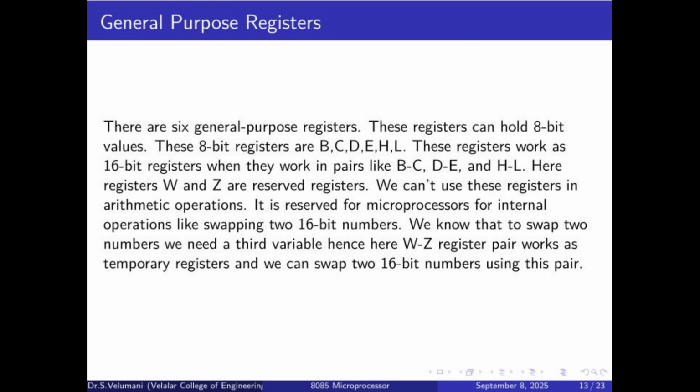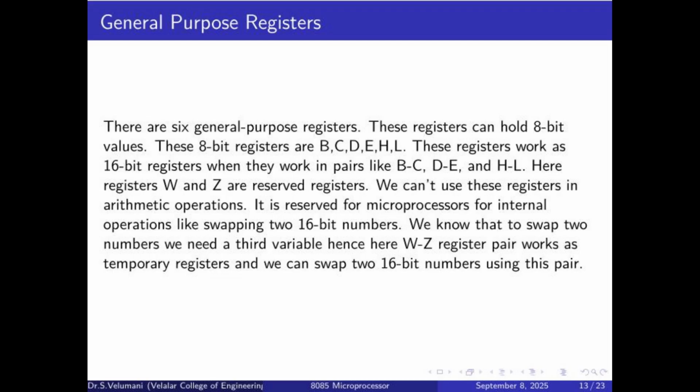There are 6 general purpose registers. These registers can hold 8-bit values. These 8-bit registers are B, C, D, E, H, L. These registers work as 16-bit registers when they work in pairs like B, C, D, E, and H, L.